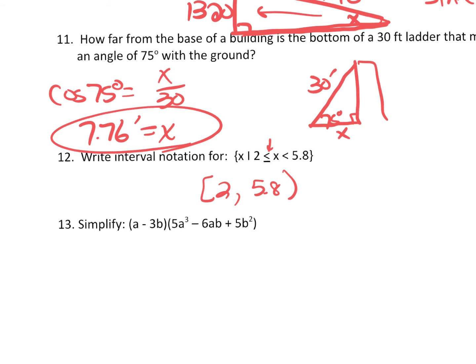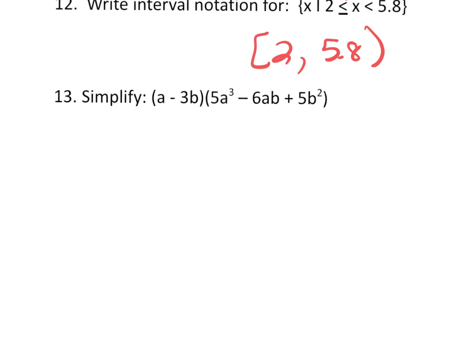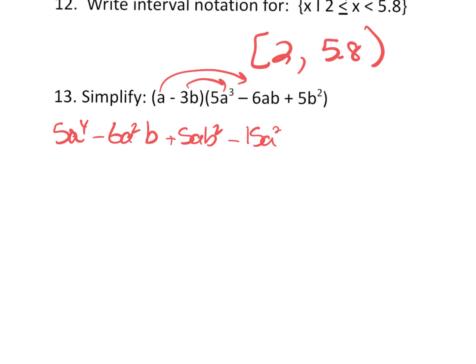13, way back from the past. That's just straight up multiplication here. And when you do a binomial times a trinomial, you take the a all the way through, then the negative 3b all the way through. So if I take a all the way through, I'm going to get 5a to the 4th power minus 6a squared b plus 5ab squared. Now I'm going to take the negative 3b through. I get negative 15a cubed b plus 18ab squared minus 15b cubed.